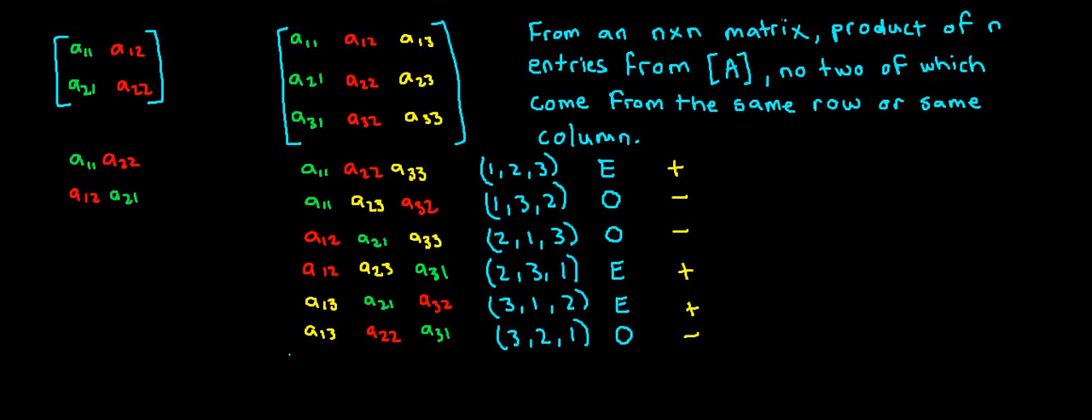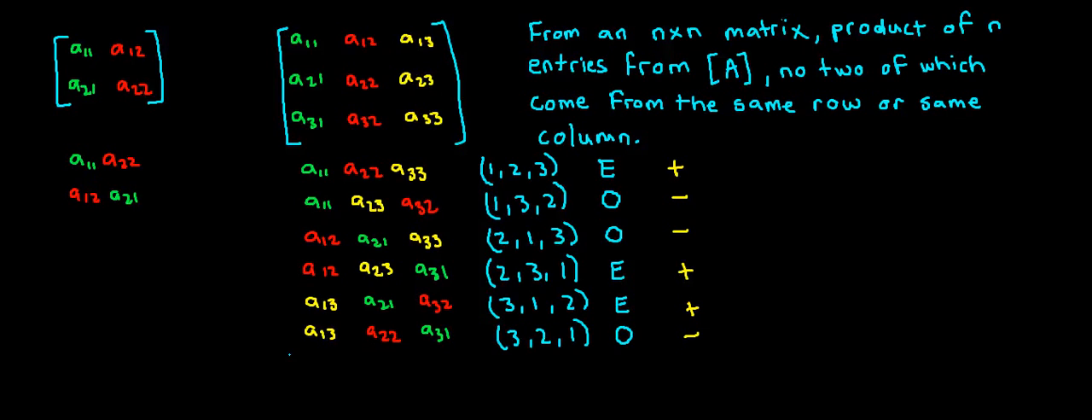An elementary product is a product of n entries from matrix A, no two of which come from the same row or the same column. For an n by n matrix, this is n entries. For a 2 by 2 matrix, 2 entries. A 3 by 3, 3 entries. A 4 by 4, 4, and so on.